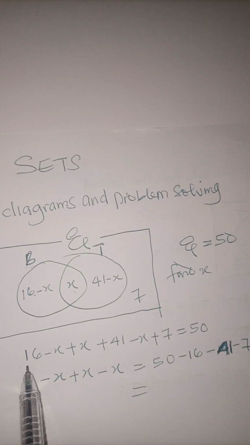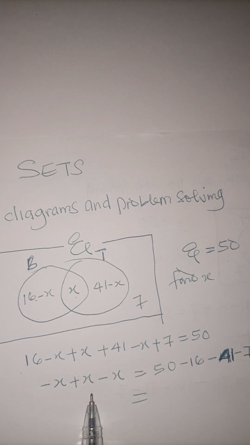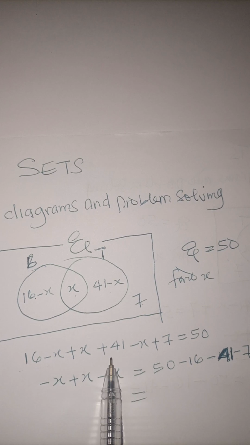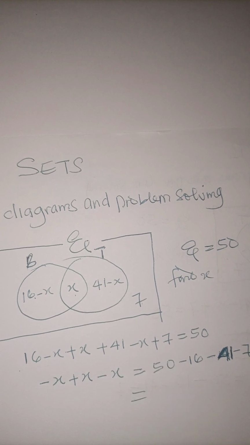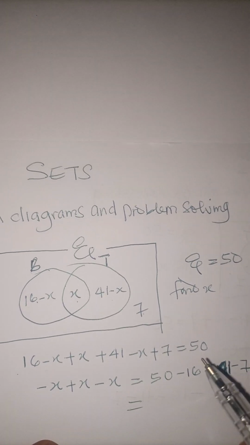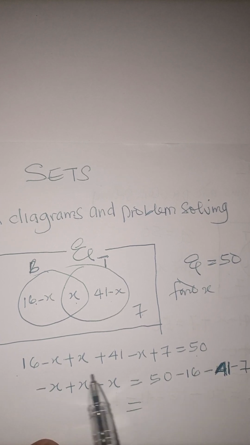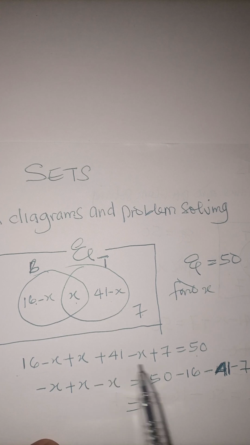Having done this, the next thing is to collect like terms. All the terms that have to do with X, we put on the left-hand side, and the numbers 16, 41, and 7, we put on the right-hand side. So I have 50 here, minus 16, minus 41, and minus 7.